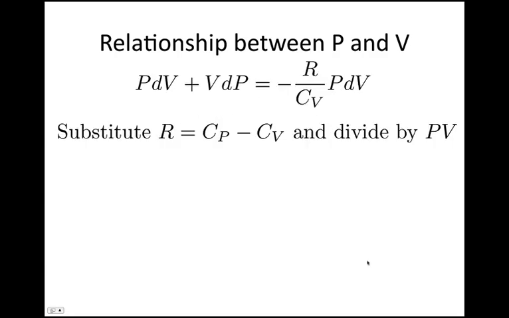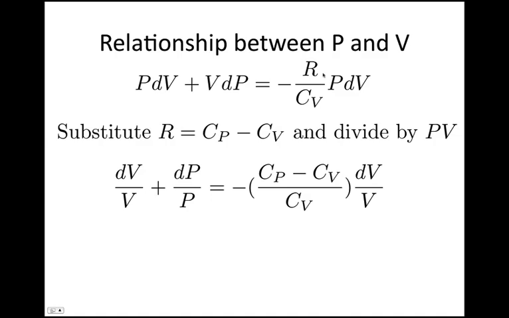Now what we want to do is get rid of this R. So we showed last lecture that Cp minus Cv was equal to R. So we're going to replace the R and divide by PV. When we do that, we end up with dV on V plus dP on P is equal to minus (Cp minus Cv) on Cv dV on V.